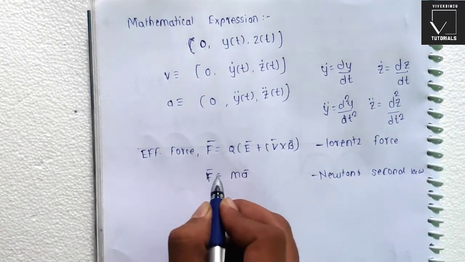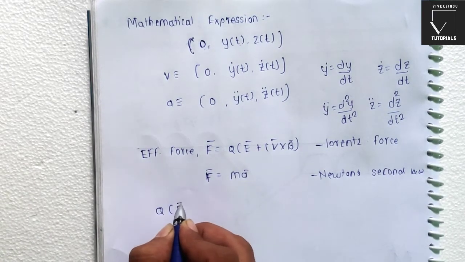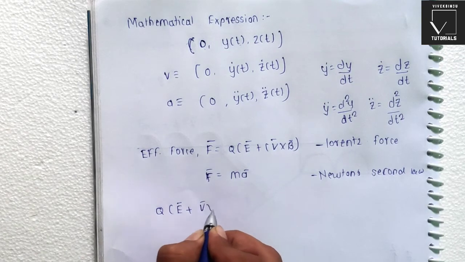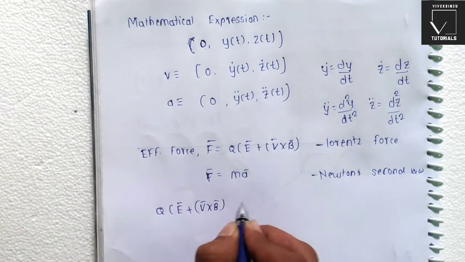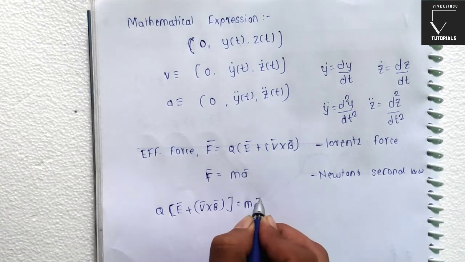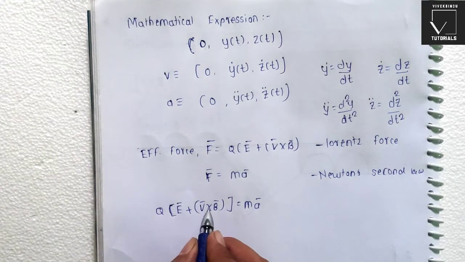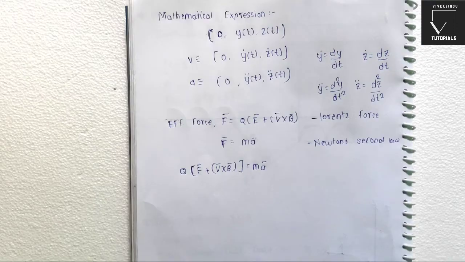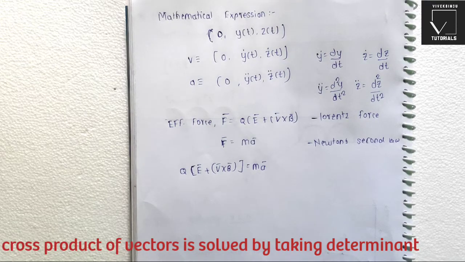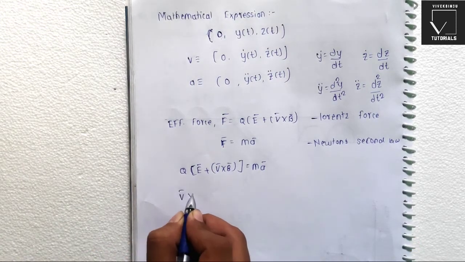Now we have to equate this equation: F is equal to q(E bar plus V bar cross B bar), which is equal to m a bar. So we have to calculate what V bar cross B bar is. How do we calculate a cross product? By taking its determinant. So let's take the determinant of these two.